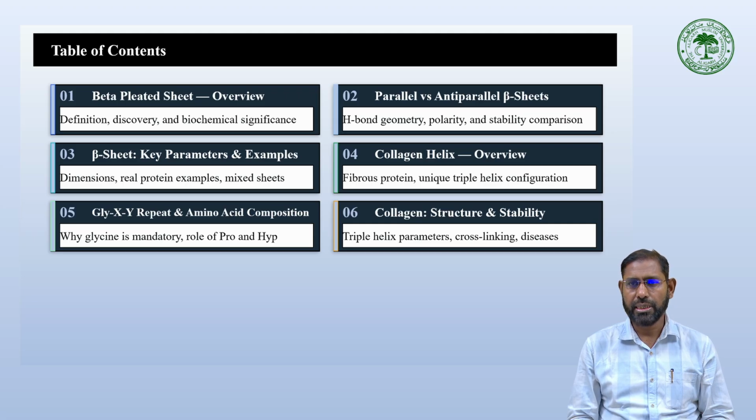Then we talk about the collagen helix overview, with examples like fibrous proteins and the unique triple helix configuration. Then we also talk about why the glycine XY repeat in amino acid composition, why glycine is mandatory, and the role of proline and hydroxyproline. Collagen structure and stability, triple helix parameters, cross-linking, and what diseases occur because of dysregulation of collagens.